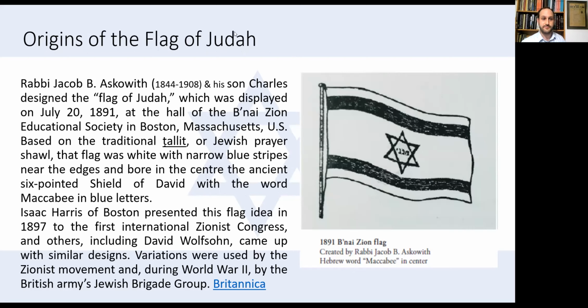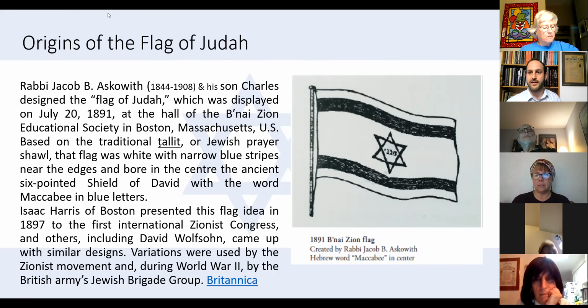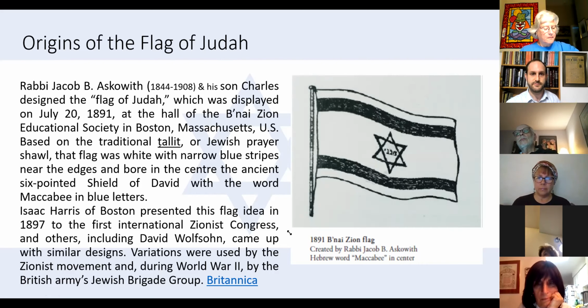This was designed by Rabbi Jacob J. Asquith and painted by his son, Charles. Everybody sees the flag on the right here before I read more of the text? Everybody sees that? So now what would everybody think based on that? What does it appear to be? Maccabee. Right, it says Maccabee, but does this flag look like the Israeli flag? Very much so.